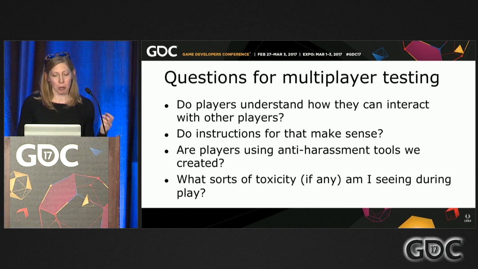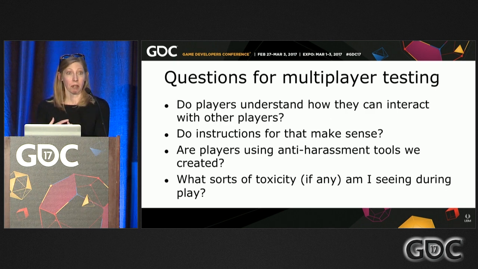Now, if we were doing a multiplayer test, there are questions to ask. In terms of what I'm testing for, suddenly you've got players not just by themselves, but maybe competing or collaborating with other players. Do players understand how they can interact with other players? Do the instructions I'm giving them make sense? Maybe you're testing out harassment tools, so you're thinking about, are they using them, and what kinds of toxicity am I seeing?